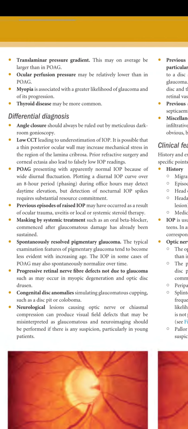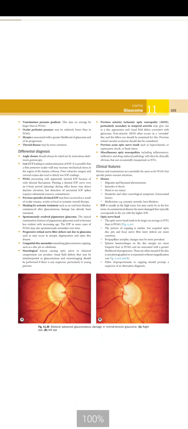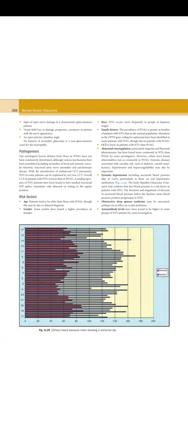Transluminal pressure gradient, the difference between the CSF and the IOP, may on average be larger than in POAG. Ocular perfusion pressure may be relatively lower in POAG. Myopia is associated with a greater likelihood of glaucoma and its progression. Thyroid disease may be more common. So these are all the risk factors for normal tension glaucoma.